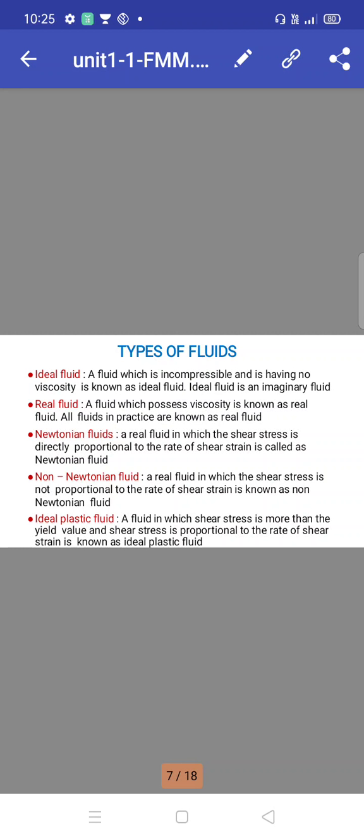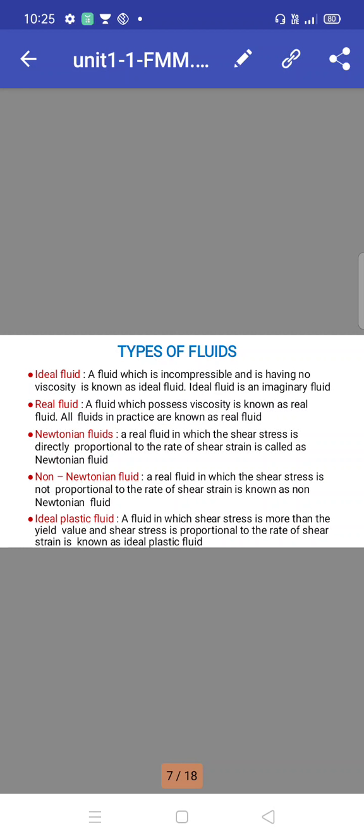Then real fluid. A fluid which possesses viscosity is known as a real fluid. Actually, all fluids we consider as real fluids, because any kind of fluid has some viscosity.